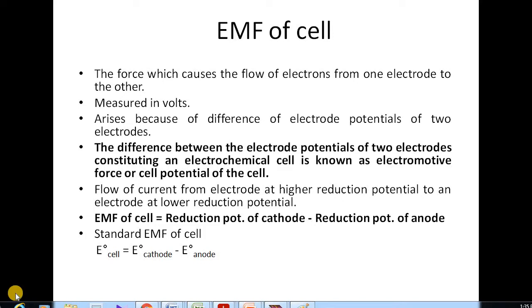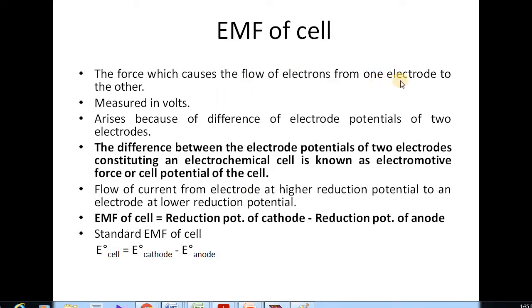In today's lecture, we will discuss the topic EMF of a cell. Now, EMF stands for what? It stands for electromotive force. How can we define this? This EMF of a cell arises because of the difference of electrode potentials of two electrodes.